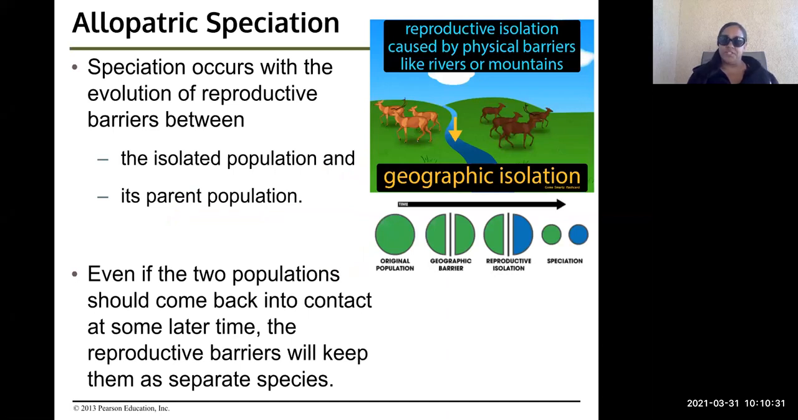So allopatric speciation occurs with the evolution of reproduction barriers between the isolated population and its parent population. And even if the two populations should come back into contact at a later time, the reproductive barriers will keep them as a separate species. And that barrier, that river or mountain or canyon that separates the population, can do a lot of things to shift those two populations away from each other and becoming two separate species.